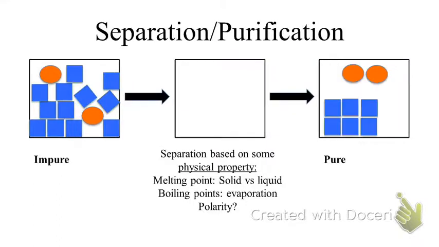Let's see if I got this set up right. Yep. We'd get them completely separated away from each other. Okay, well, how do we do that? How do we move from our impure to the pure, where we've got them separated? What do we have to do?